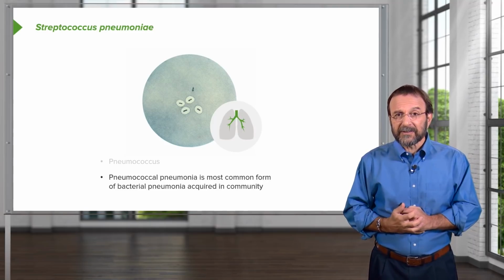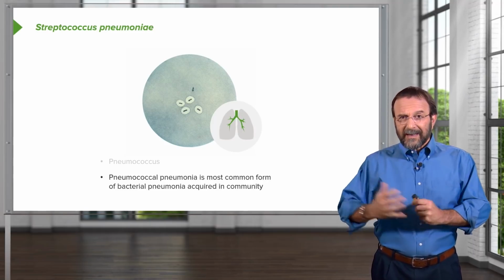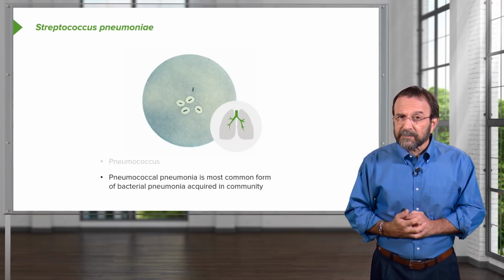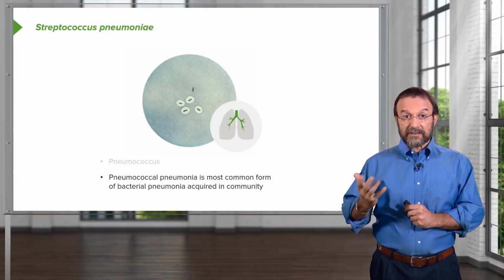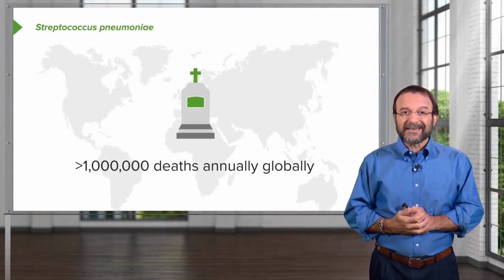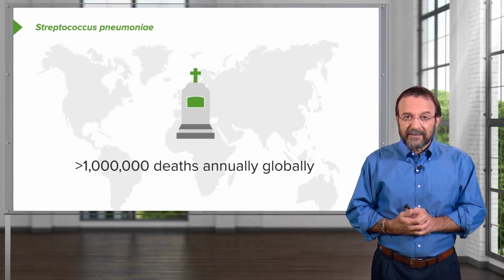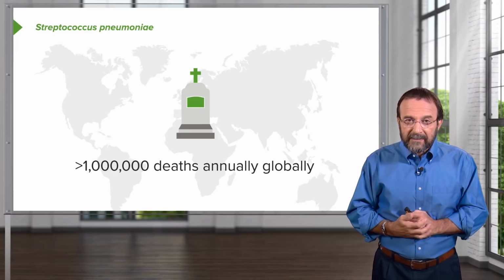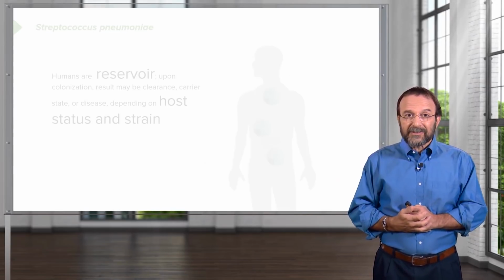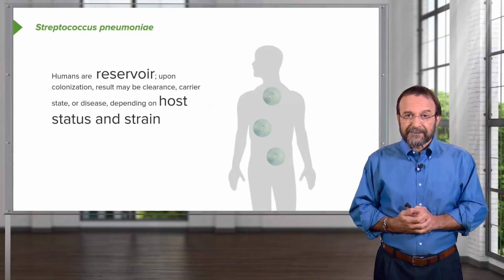What do we mean by community-acquired? You go out in the community and you get it from someone else as opposed to hospital-acquired, for example. So this is the most common cause of that kind of pneumonia. Over 1 million deaths every year throughout the world caused by Streptococcus pneumoniae. So this is a serious infection. There used to be many more, but we learned how to control it with antibiotics.